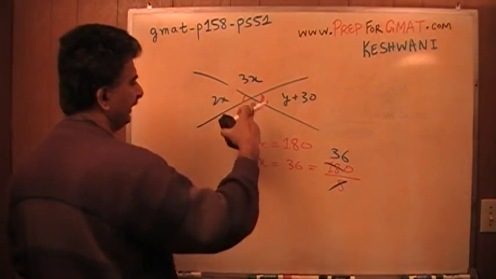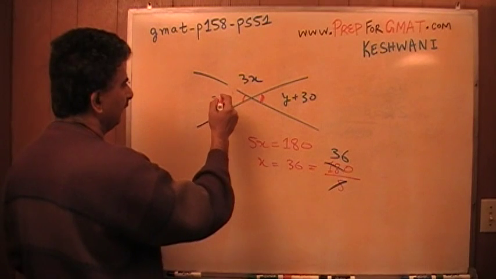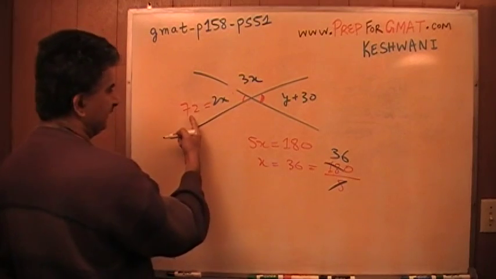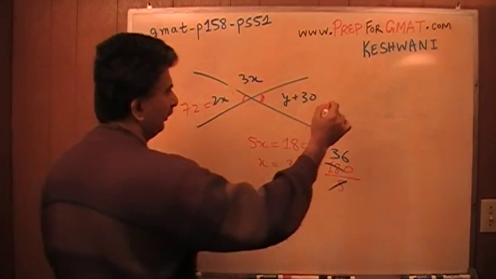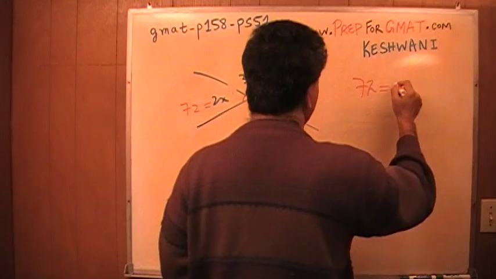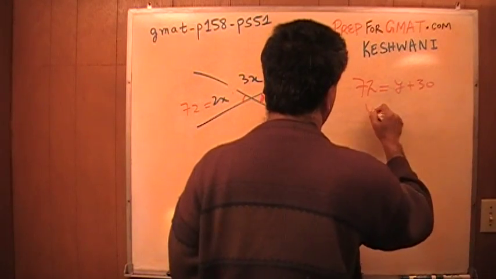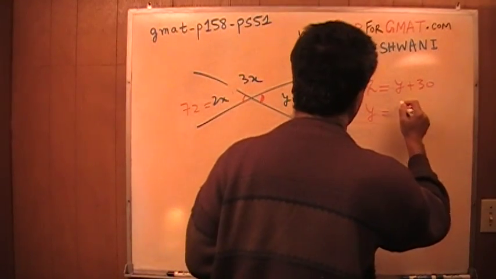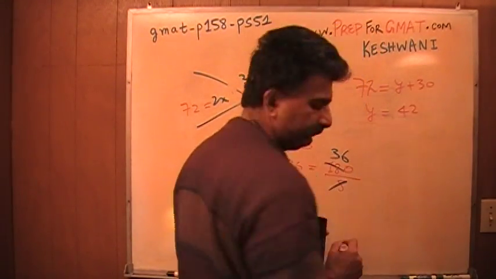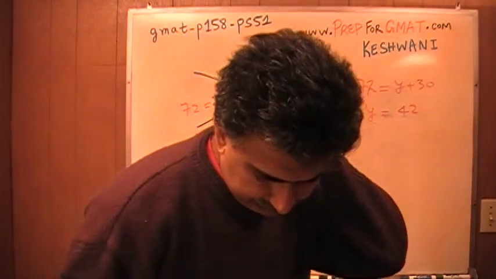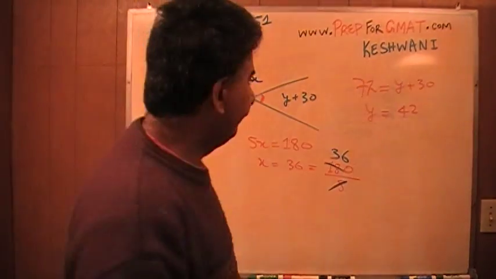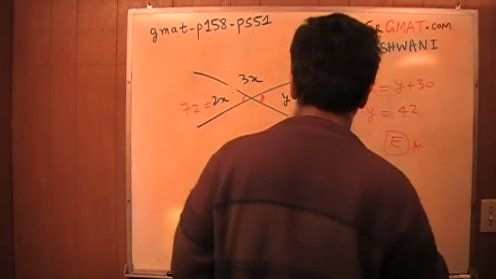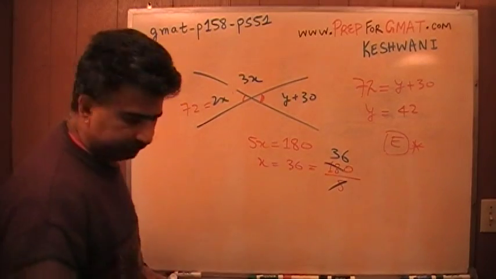You see 2x plus 3x equals 5x. That's how I got this thing here. So now I know that 1x is 36, so 2x is 72. This 72 has to equal this. So let's do it here. 72 equals y plus 30. So y must be 72 minus 30, which is, of course, 42. That's it. The answer is E. Let's do one more.